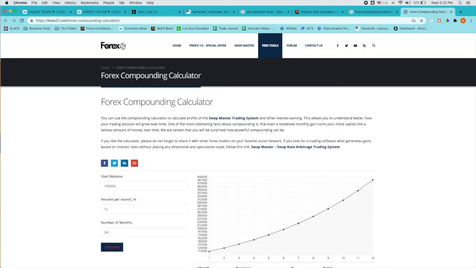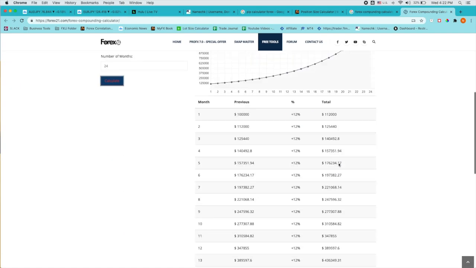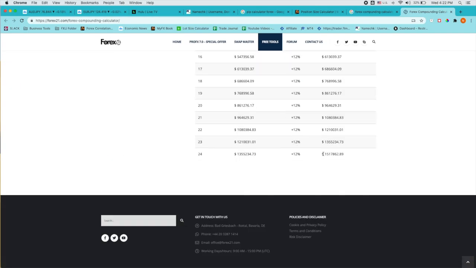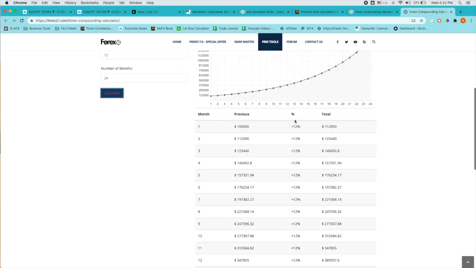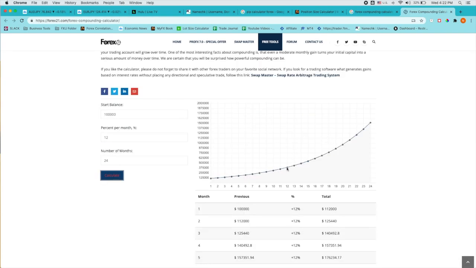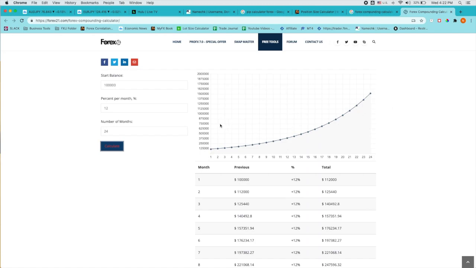That is amazing. In 2 years, right, your $100,000 account goes to $1,517,862 with 12% consistent gains month over month, okay? So the power of Forex is great because you can become your own bank and compound every single month versus getting 1% every year in your savings account, which is ridiculous, okay?